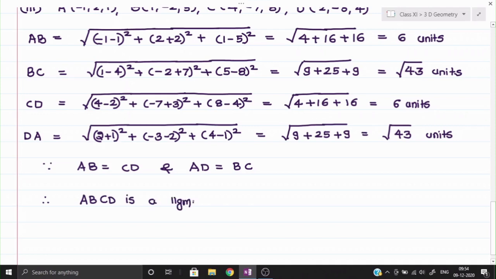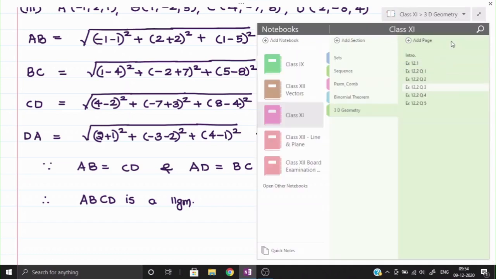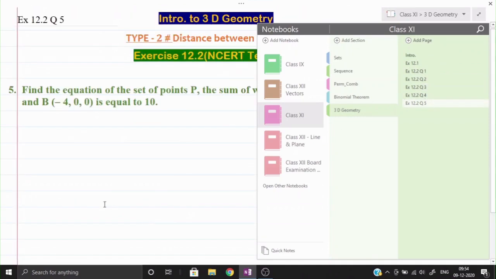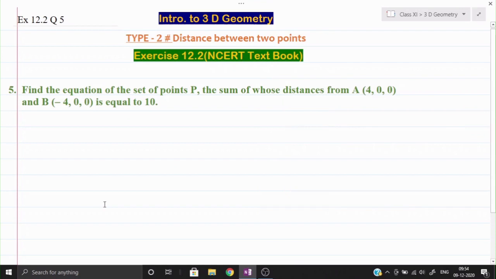Okay. Let us see the last question of the exercise. Now I am taking question number 5. Question number 5 is actually the question of locus. Locus, I tell you, is given by one condition, and with the help of that condition we need to frame the equation.